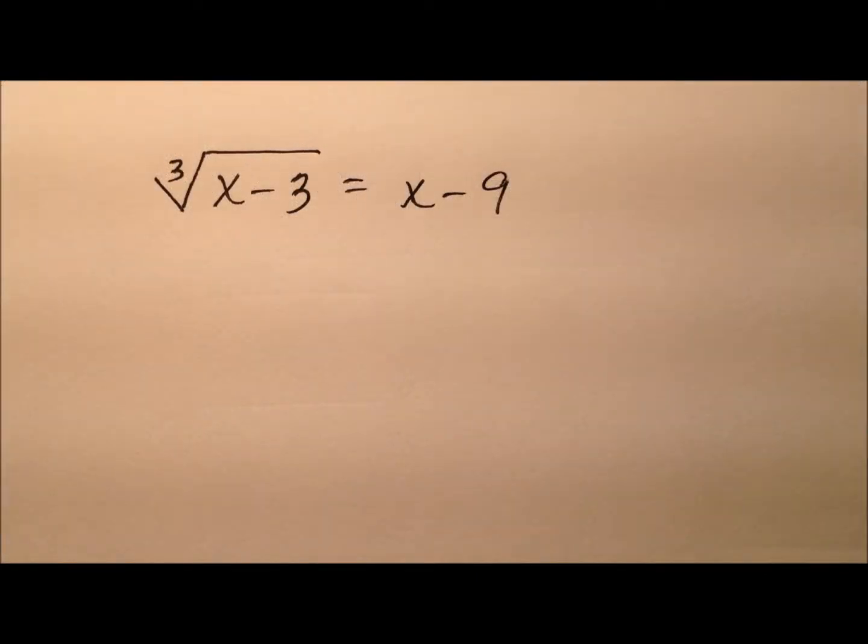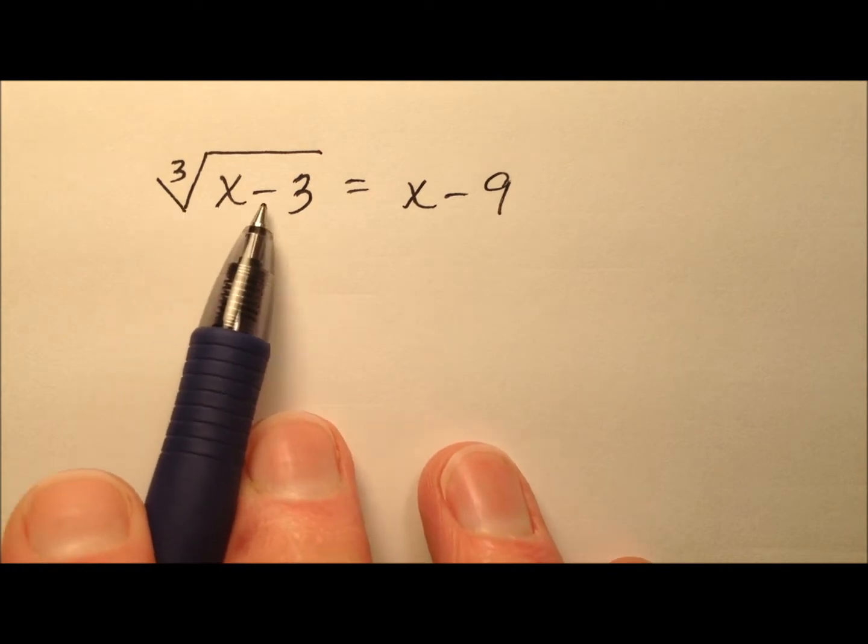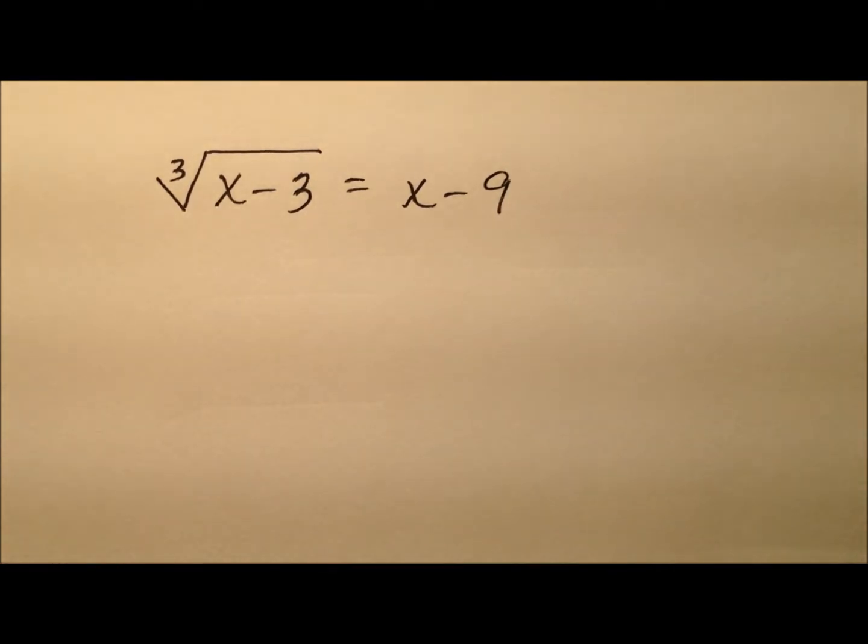In this example, we have ourselves a nice radical equation, and it seems like we have the cube root of x minus 3 equaling x minus 9. If you'd like to try this problem first on your own, go ahead and do so, and come on back and we'll work a solution together.